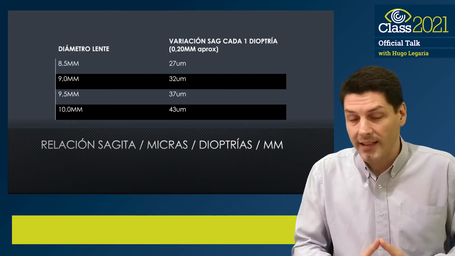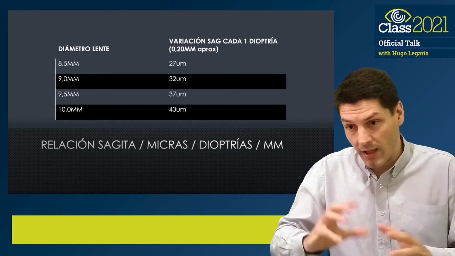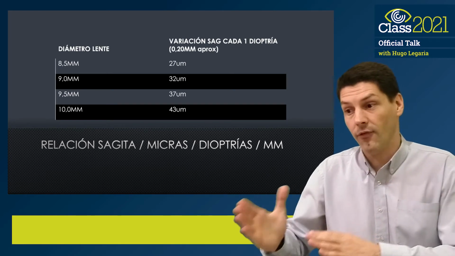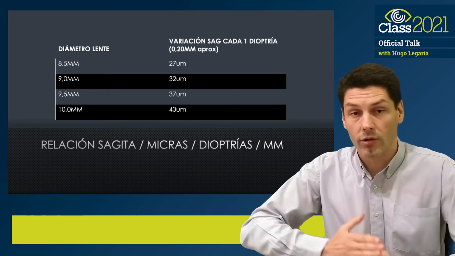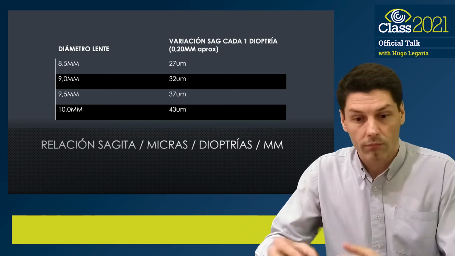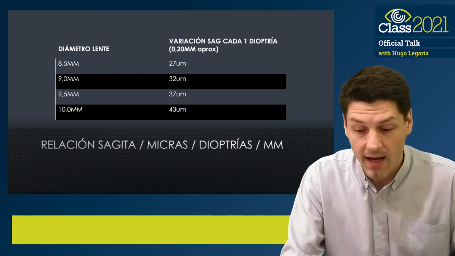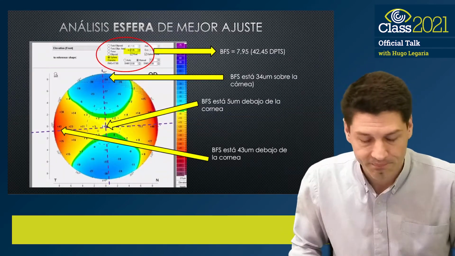This table is very practical because, quickly, knowing the number of microns that I can see on the elevation map of the difference between the main axes, I can, by means of a simple calculation, know how much toricity I have to give to the lens so that it fits well.